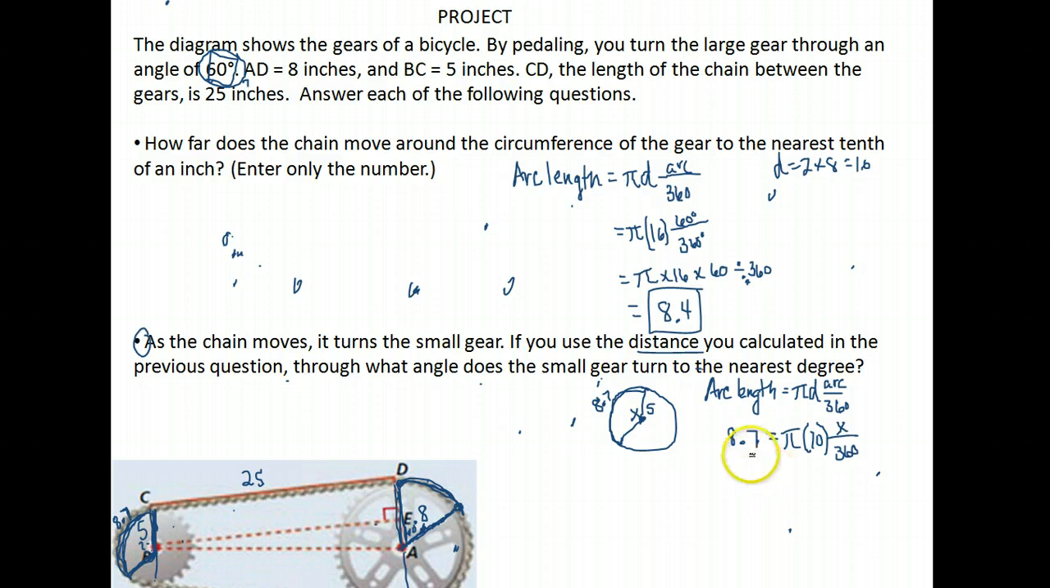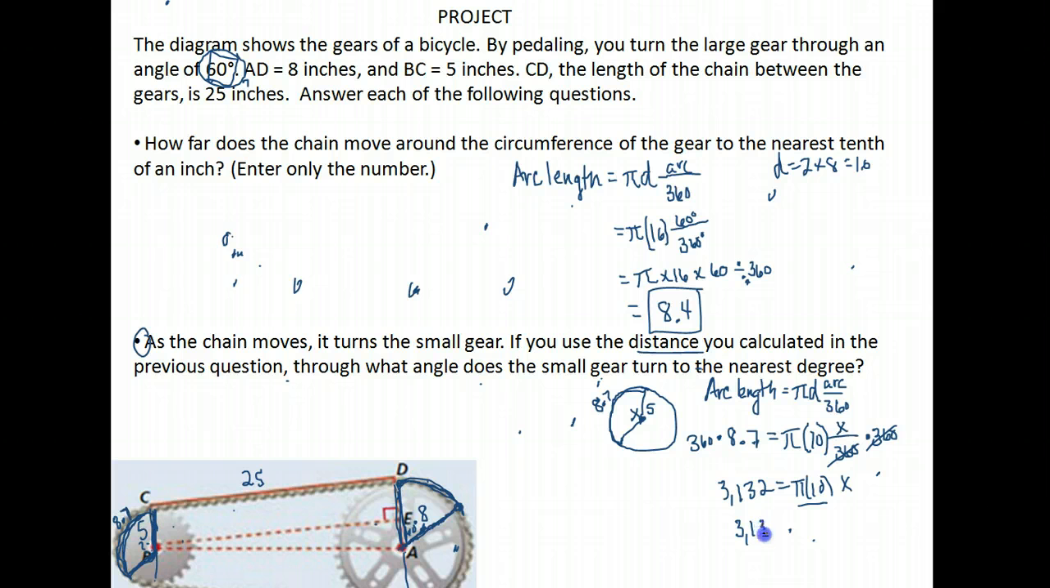Well, let's solve this. Let's slowly undo this problem. The first thing I'm going to do is, I don't want to divide by 360 here. So I'm going to do the opposite, multiply by 360. As long as I do that same thing on the other side, it's okay. So I'm going to take 8.7 times 360. And when I do, I get 3,132 equals pi times 10 times x. Next, I'm going to do pi times 10, because that will make it a little more simplified.